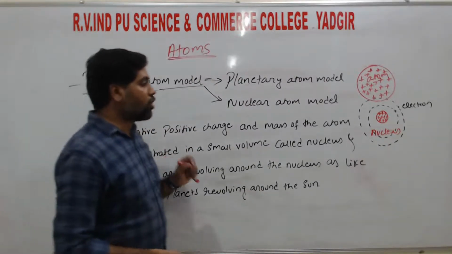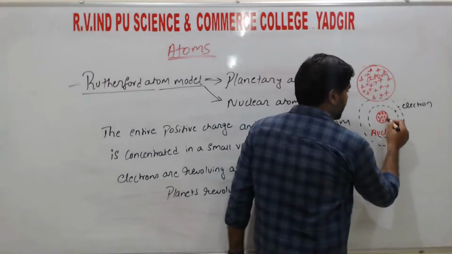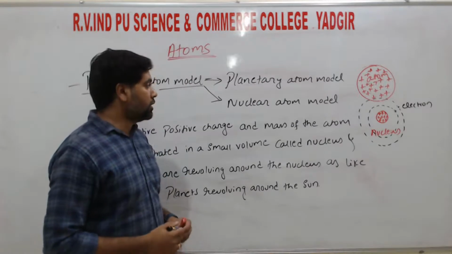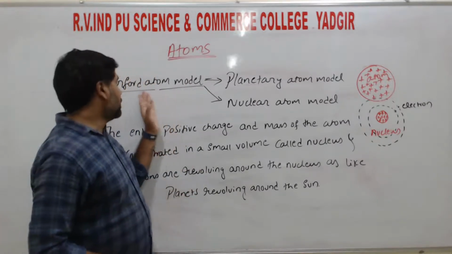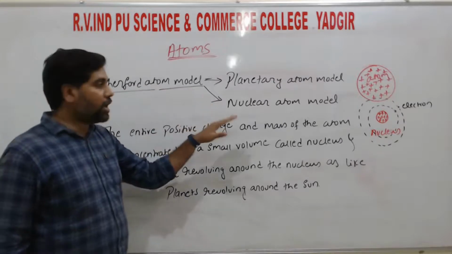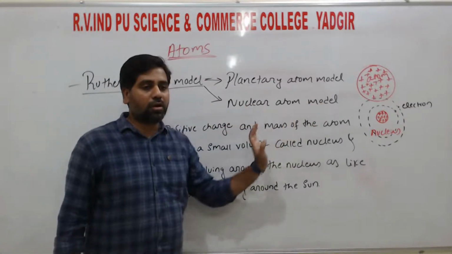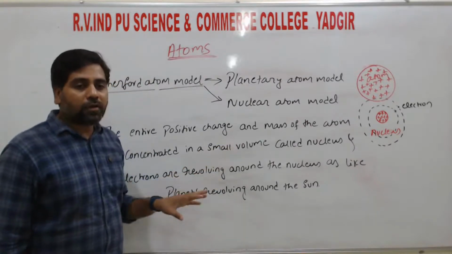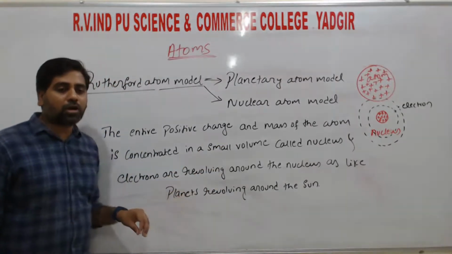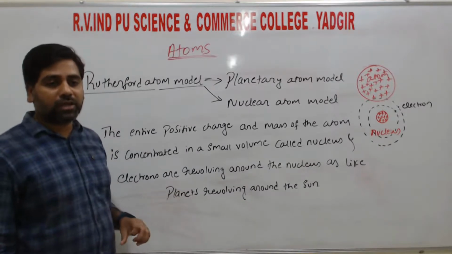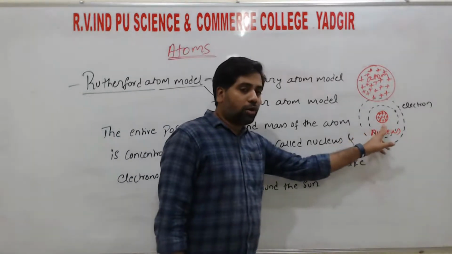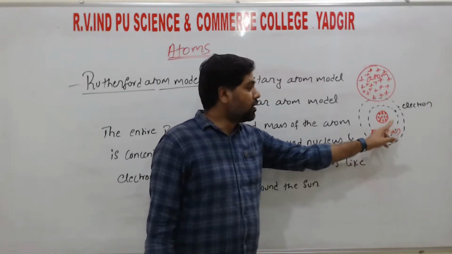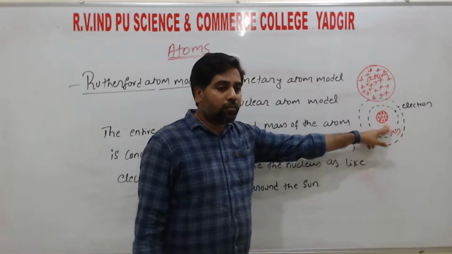So the first time the concept of the nucleus. So this one is the nucleus, and this nucleus was given by Rutherford. For that reason, the Rutherford atom model is named the nuclear atom model. Right? In that nucleus, most of the mass of the atom, that is, the maximum mass of the atom, and the positive charges are concentrated in a smaller volume. So that means the nucleus consists of the positive charges, and also the mass of the atom.